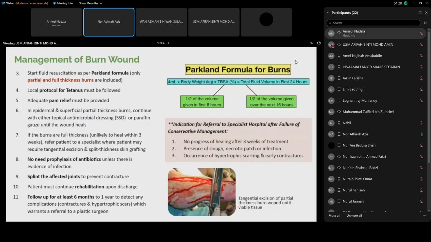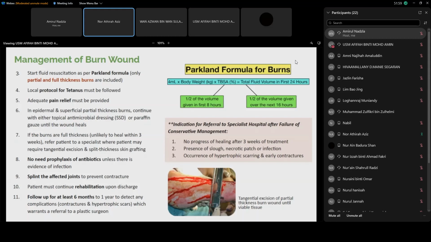Prophylactic antibiotics are usually not needed unless there is evidence of infection. We also have to splint the affected joint to prevent any contractures. And we have to allow the patient rehab upon discharge for full function of the joints. And we have to follow up the patient for at least 6 months up to 1 year to detect any complications of the wound.